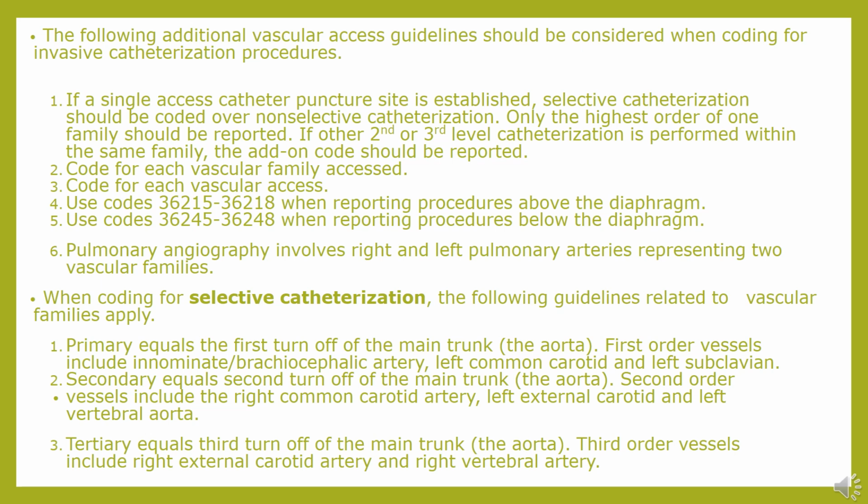When coding for selective catheterization, the following guidelines related to vascular families apply. Primary equals the first turn off of the main trunk aorta. First order vessels include innominate brachiocephalic artery, left common carotid, and left subclavian. Secondary equals second turn off of the main trunk aorta. Second order vessels include the right common carotid artery, left external carotid, and left vertebral artery. Tertiary equals third turn off of the main trunk aorta. Third order vessels include right external carotid artery and right vertebral artery.